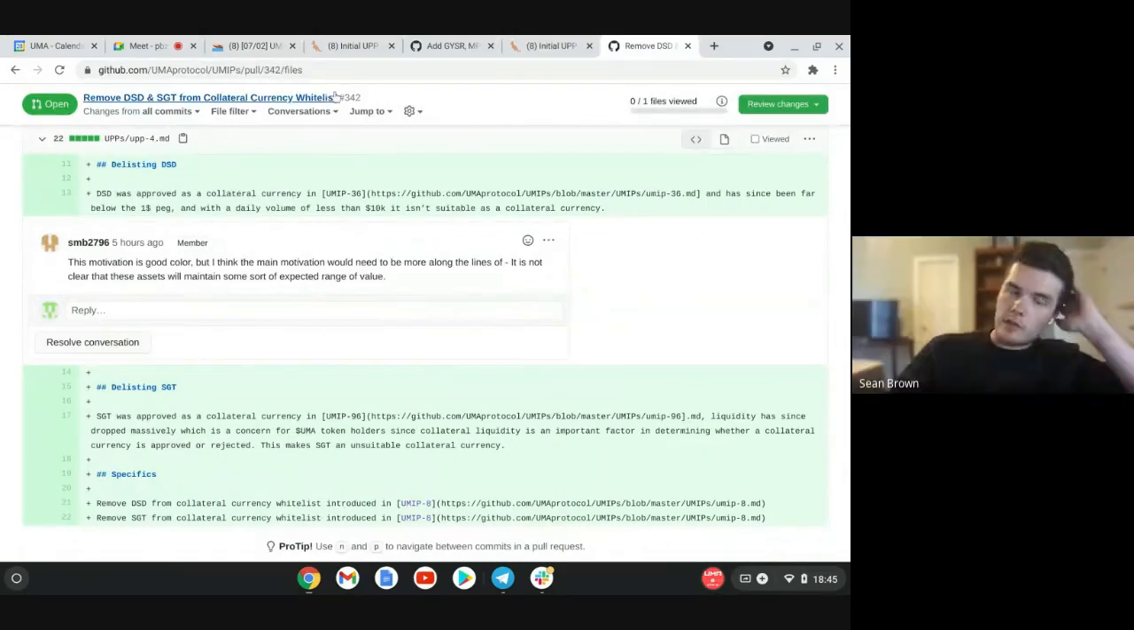I think it's an interesting conceptual question on when we should actually remove collateral currencies. And I think it should really only be in situations where we don't have confidence that the collateral will maintain some sort of expected value in the future.